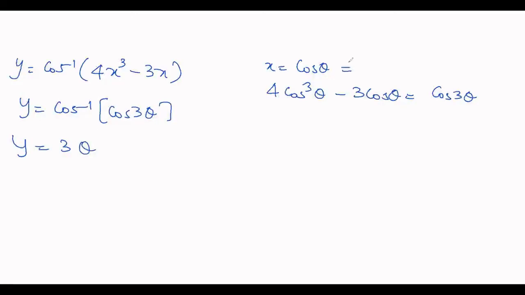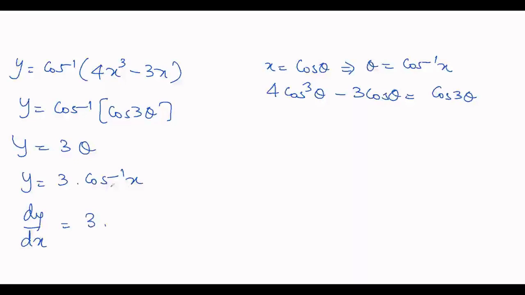So based on this substitution, theta is equal to cos inverse of x. Let me rewrite my y, 3 times cos inverse of x. So differentiating this now, dy by dx is equal to 3 is a constant, differential of cos inverse x is minus 1 over square root of 1 minus x squared. Final answer, minus 3 by square root of 1 minus x squared.